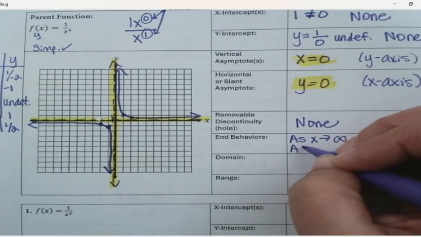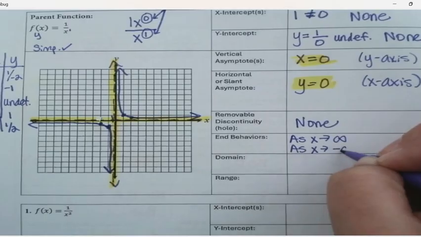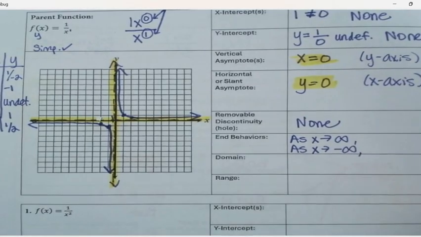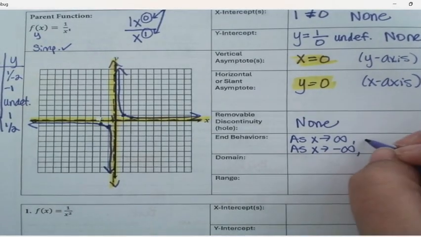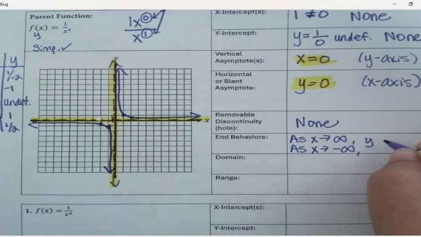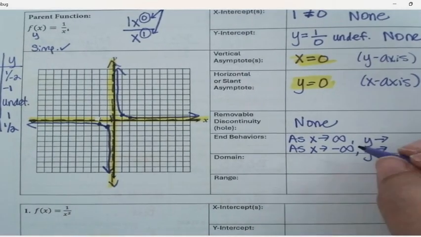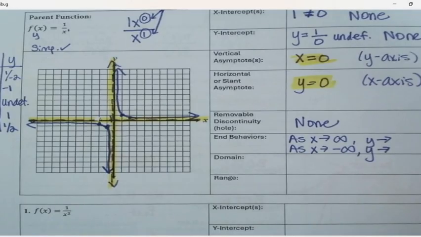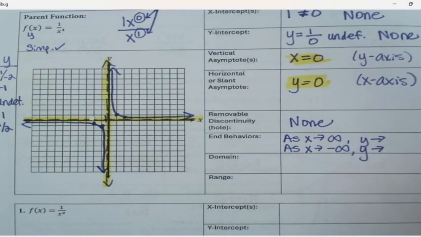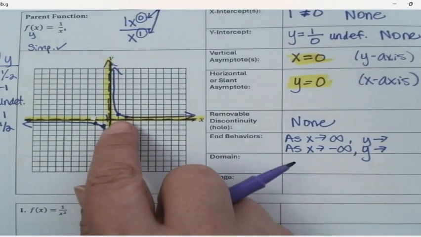All right, so for end behaviors, we write out this as x approaches positive infinity and as x approaches negative infinity. We do y approaches. And I don't care if you use y or f of x right here. I'll do it interchangeably today. It doesn't matter to me.